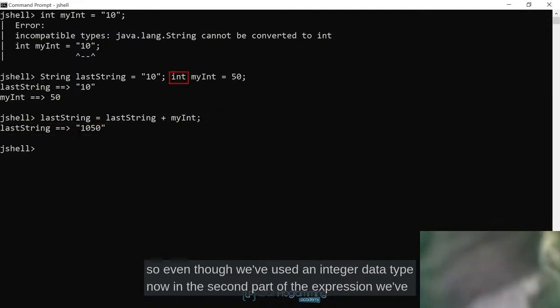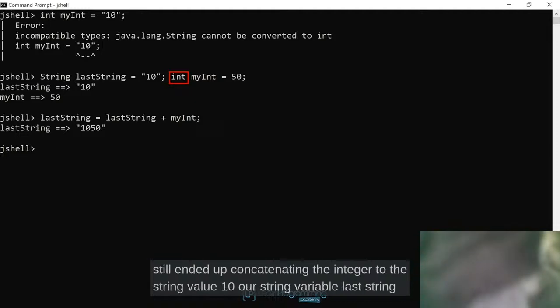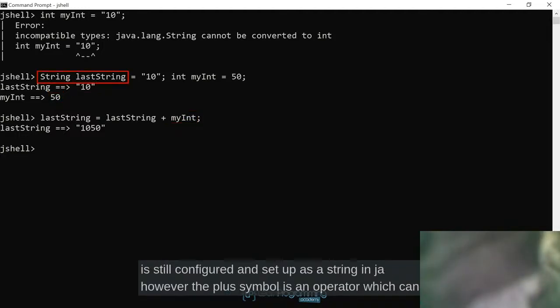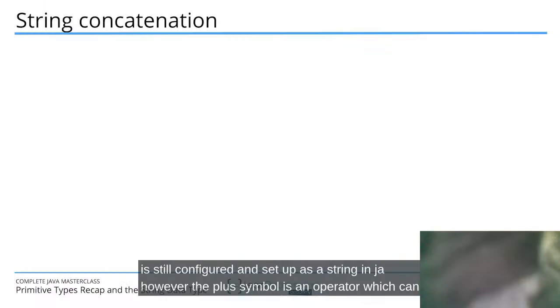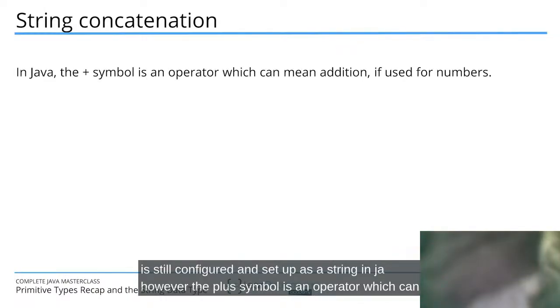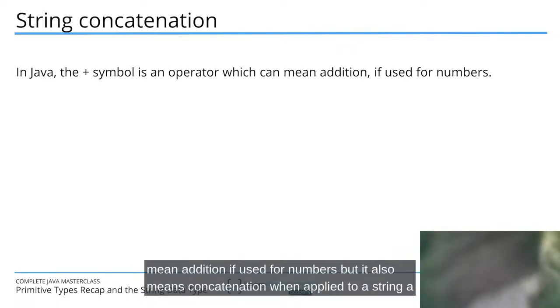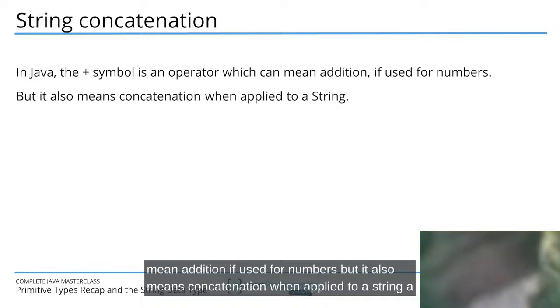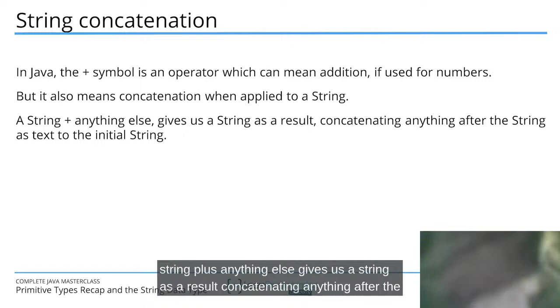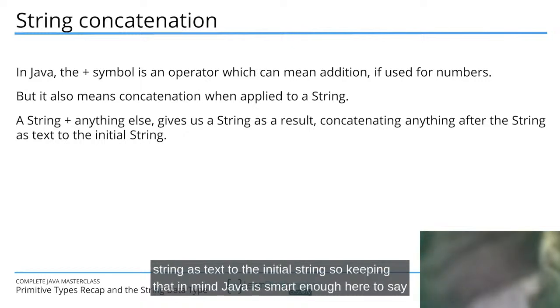So even though we've used an integer data type now, in the second part of the expression, we've still ended up concatenating the integer to the string value 10. Our string variable lastString is still configured and set up as a string. In Java, the plus symbol is an operator which can mean addition if used for numbers, but it also means concatenation when applied to a string. A string plus anything else gives us a string as a result, concatenating anything after the string as text to the initial string.